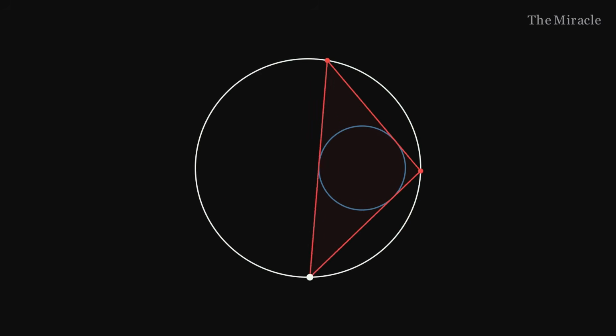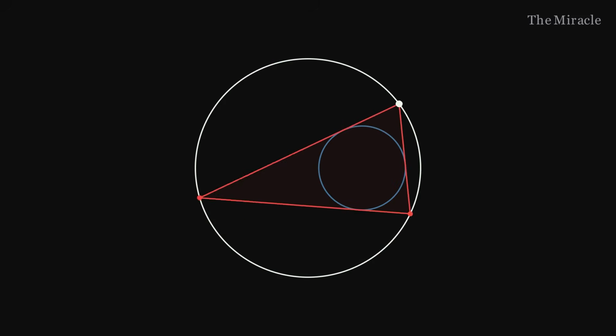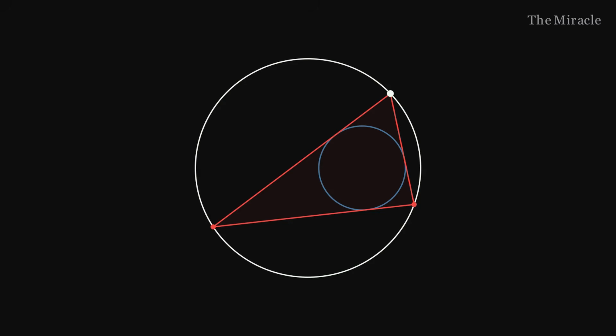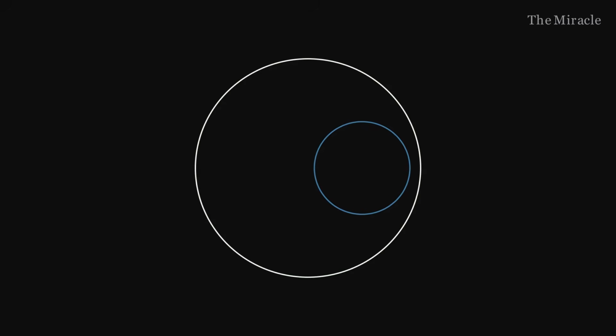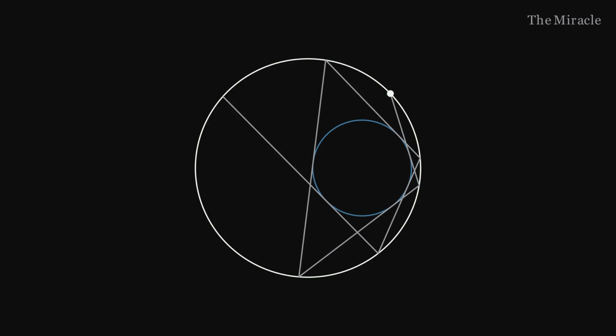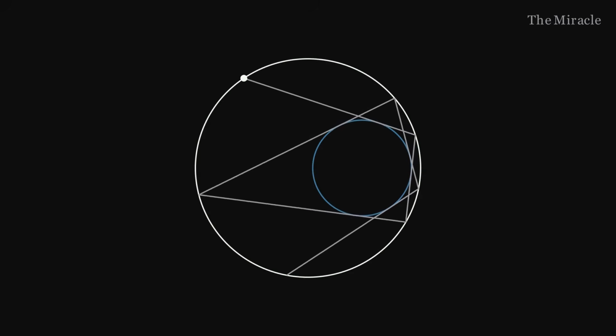Now let me change just one thing. I'll make the inner circle a hair bigger. Now watch. Slide the starting point around, and the triangle doesn't close anymore. The third chord overshoots. The polygon is open, and it doesn't matter where you start. It misses every single time. That's the all or nothing.